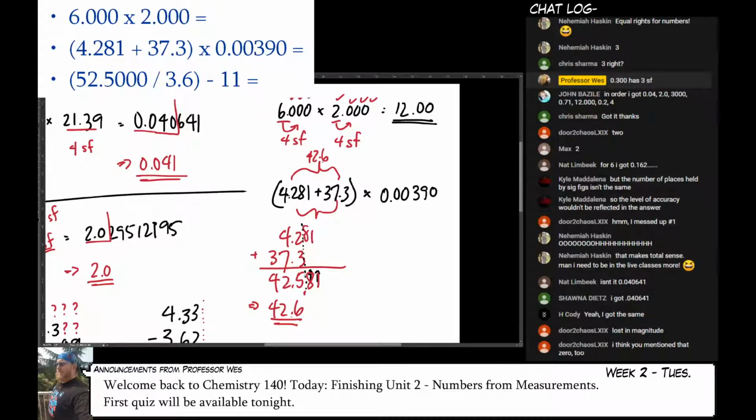So now I can take my new number, 42.6, and times it by 0.00390. And when I do that... Oh, I have the eraser end of the pen down. Okay. So when I multiply these numbers together, I get 0.16614. We already said that this number had 3 sig figs. This has 3 sig figs. So our answer should have 3 sig figs, which means that we're going to keep these numbers and report that.